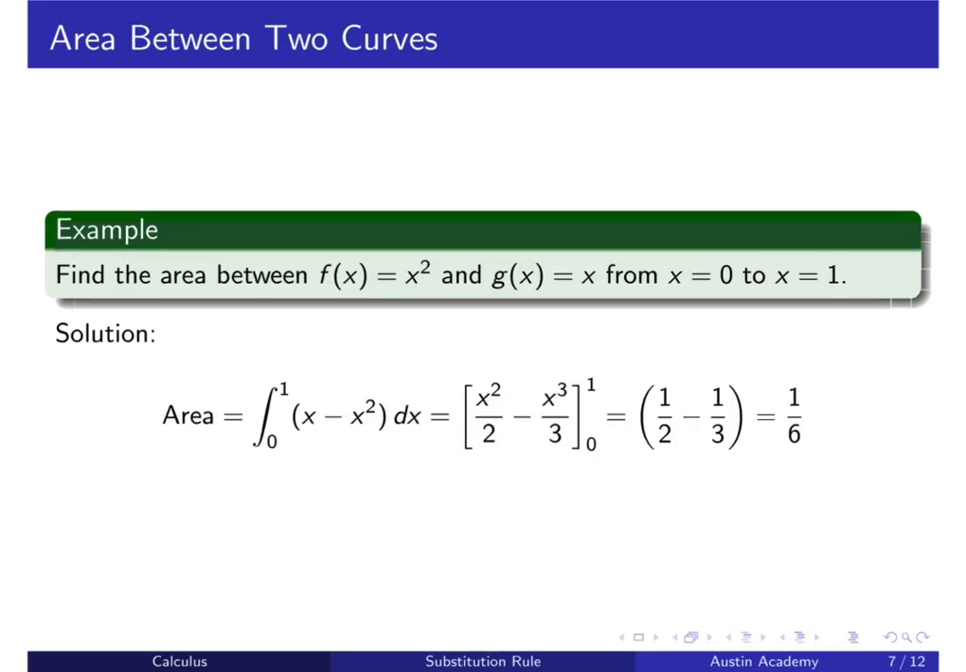Example 3. Let's find the area between f of x equals x squared and g of x equals x, from x equals 0 to x equals 1. We subtract the functions inside the integral from 0 to 1 of x minus x squared dx. That becomes x squared over 2 minus x cubed over 3, evaluated from 0 to 1. We get 1/2 minus 1/3, which equals 1/6.